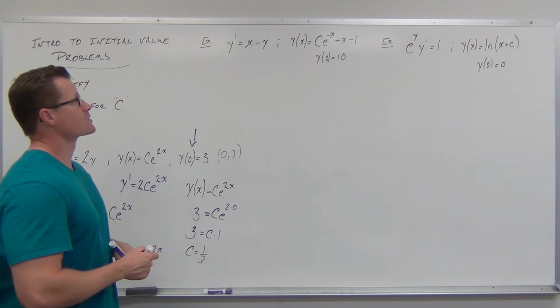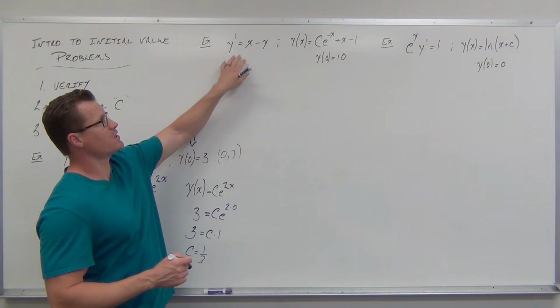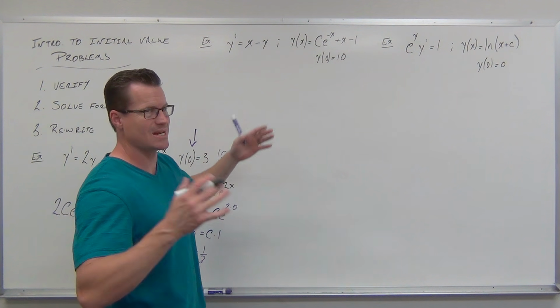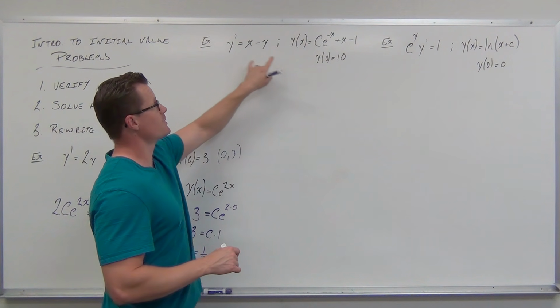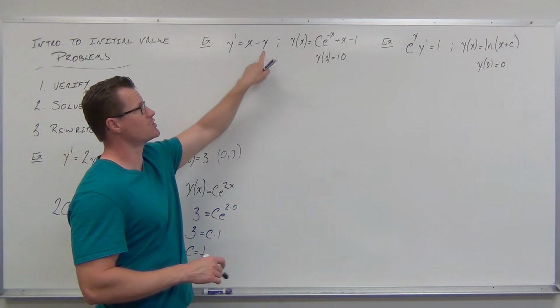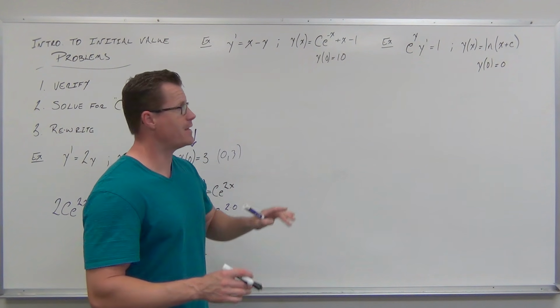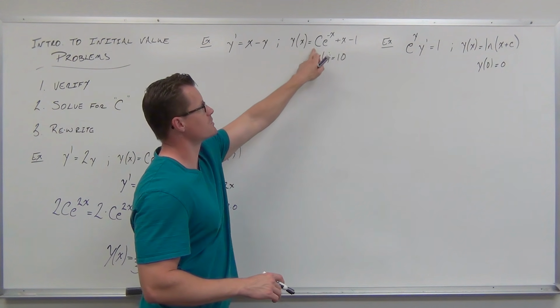Let's try this one. So this says, hey, we've got a first order differential equation. This one's different because it's got an x in it. Don't let that worry you. All you're going to do is the same exact thing. Find the first derivative, plug in the original to make sure that it actually works. So verify it, and then use your initial condition to solve for C.